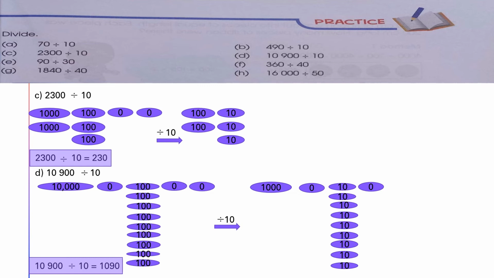For part D, we have 10,900 divided by 10. 10,900 means 0 ones, 0 tens, 900, 0 thousands and 1 ten-thousand. After division by 10, we have 1,000 and 9 tens, which means 10,900 divided by 10 is equal to 1,090.